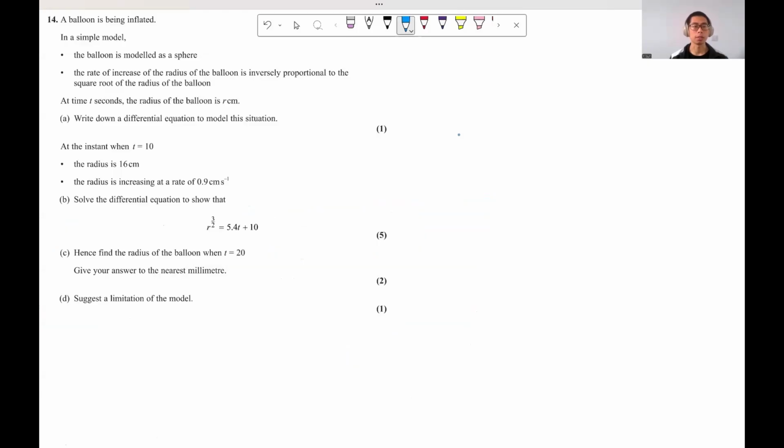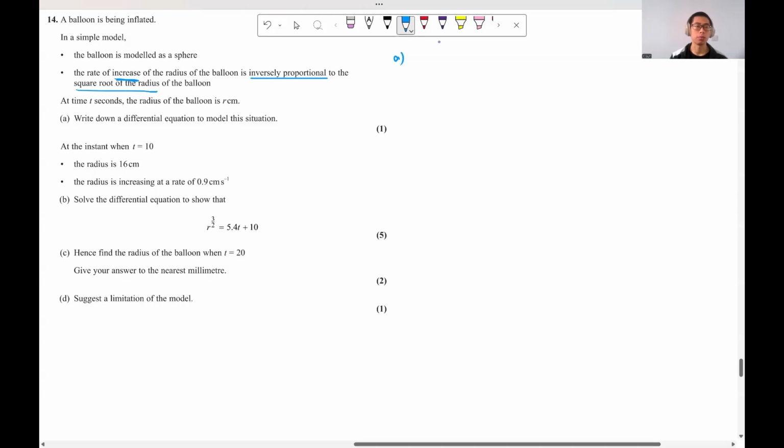Let's have a look at question 14. A balloon has been inflated. In a simple model, the balloon is modeled as a sphere. The rate of increase of radius of the balloon is inversely proportional to the square root of the radius of the balloon. And then at time t seconds, the radius of the balloon is r centimeters. So write down a differential equation to model the situation.